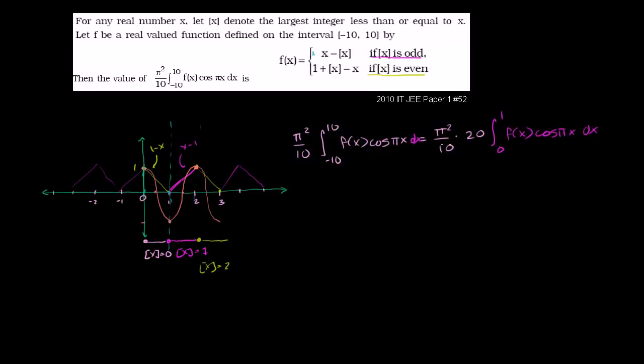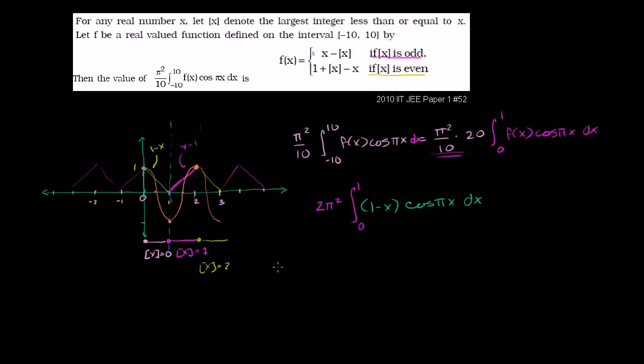And this simplifies it a good bit. First of all, this part over here simplifies: 20 divided by 10 is 2, so it becomes 2 pi squared, times the integral from 0 to 1. Now from 0 to 1, what is f of x? Well, we just figured out that from 0 to 1, f of x is just 1 minus x. So f of x is 1 minus x times cosine of pi x dx. And now we just have to evaluate this integral.